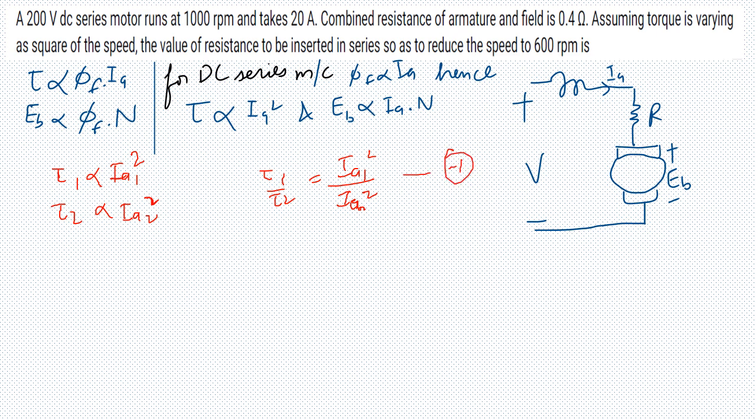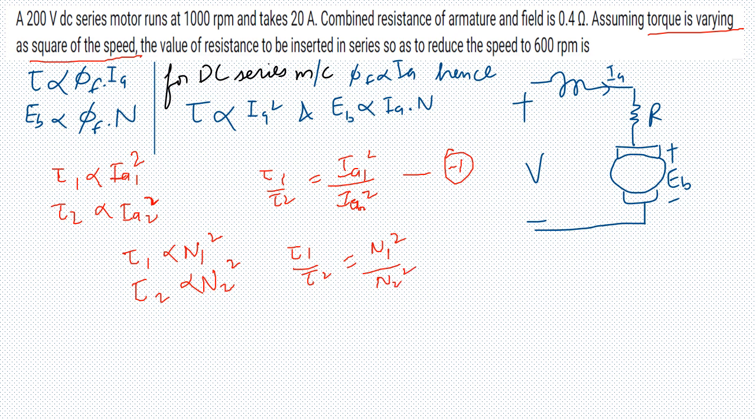Now again, the torque varies as the square of speed. For torque tau 1, the speed was n1, so tau 1 is proportional to n1 squared. After inserting the resistance, torque tau 2 is proportional to n2 squared, the speed at that time. So tau 1 over tau 2 is equal to n1 squared over n2 squared, the previous speed over the speed after inserting the resistance. This is relation 2.